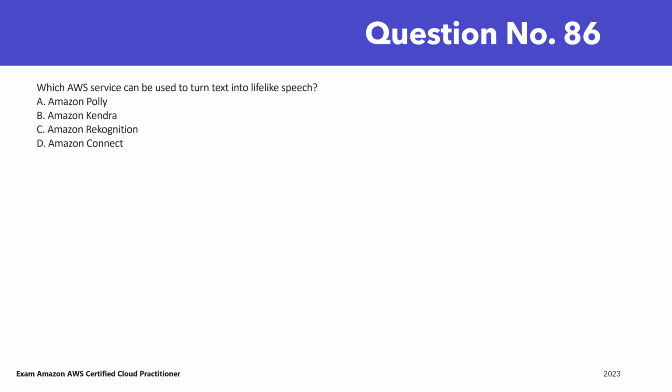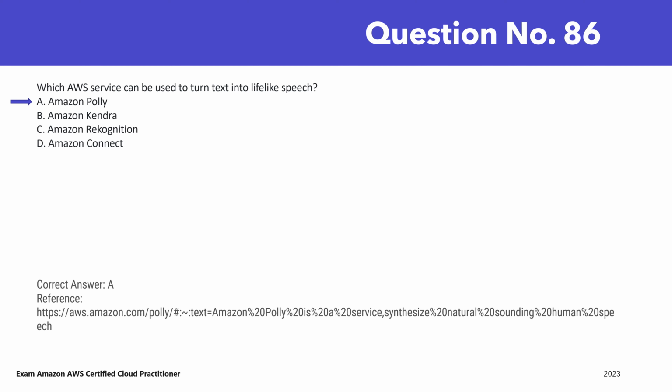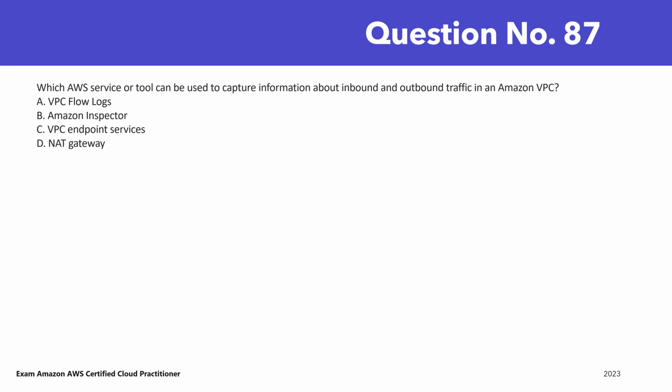Which AWS service can be used to turn text into lifelike speech? A. Amazon Polly. B. Amazon Kendra. C. Amazon Rekognition. D. Amazon Connect. Correct answer, A. Which AWS service or tool can be used to capture information about inbound and outbound traffic in an Amazon VPC? A. VPC Flow Logs. B. Amazon Inspector. C. VPC Endpoint Services. D. NAT Gateway. Correct answer, A.